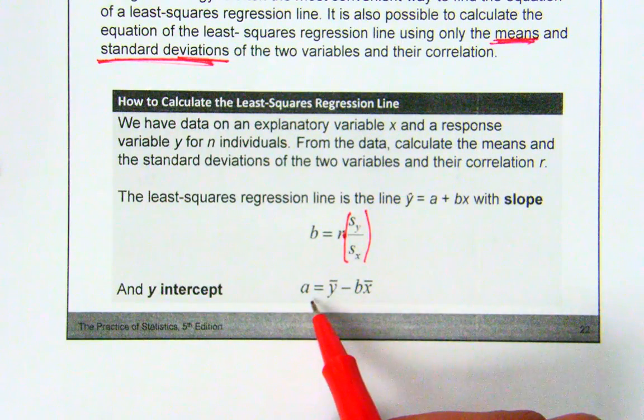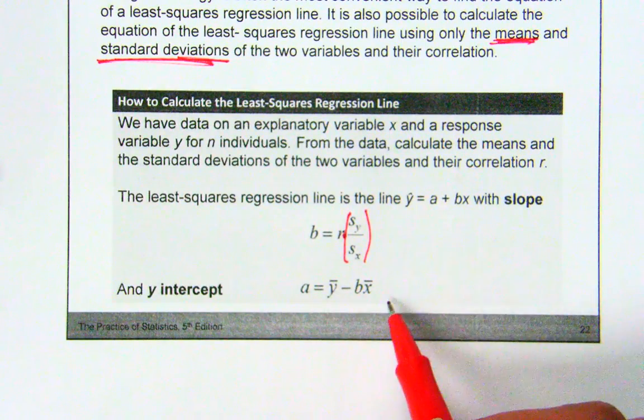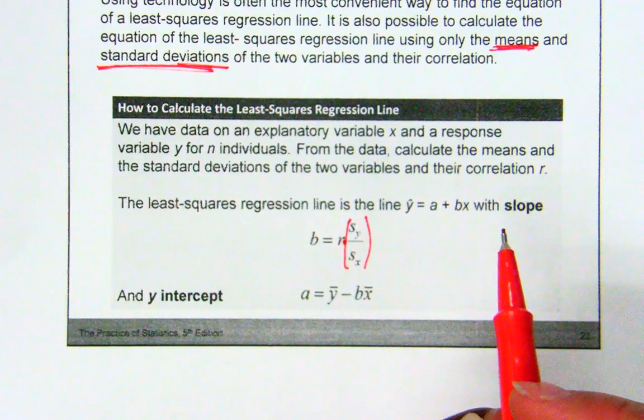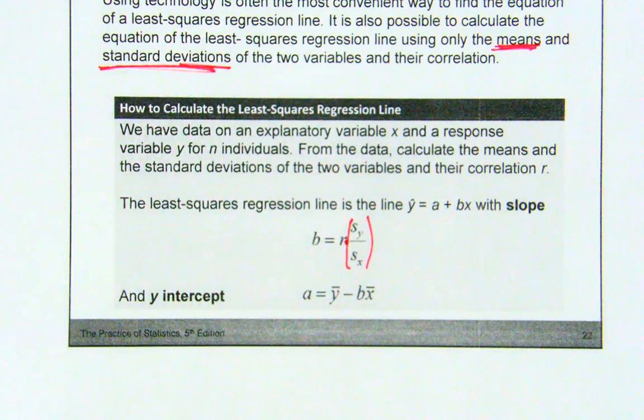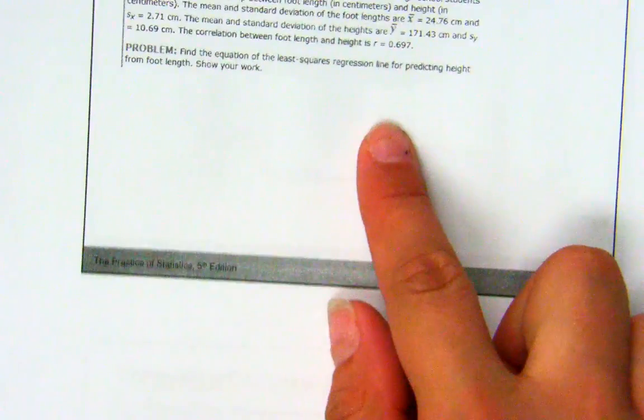Okay, and we're going to do that in the next one. So this is the formula you would want to use if you only knew the means and the standard deviations for the two variables and their correlation. You need to find their correlation, so we're going to do that in this problem over here.